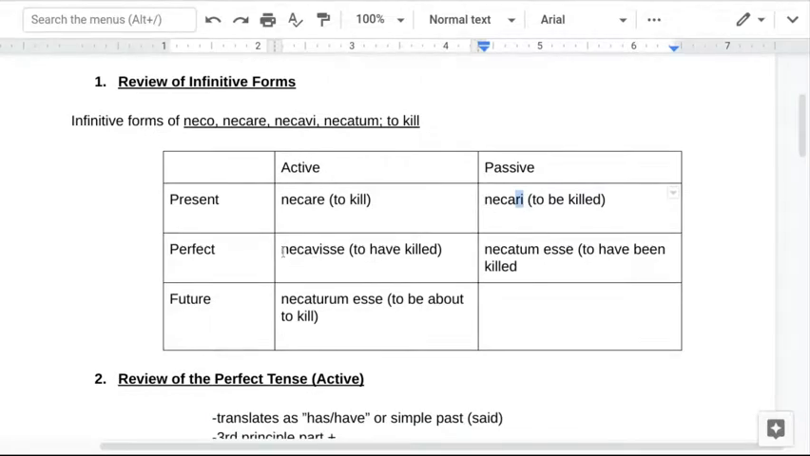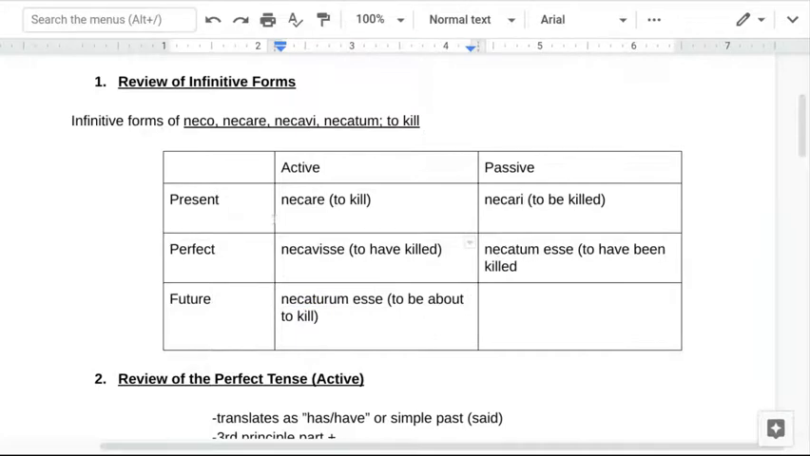And then you take the third principal part. You add SSE, to have killed. You take the fourth principal part, you add the verb to be, esse, and you make it passive, to have been killed. And then the future, you take the fourth principal part, you add the UR with the verb to be, and then to be about to kill. And there is a future passive, but you're never going to see it, so it's not important.